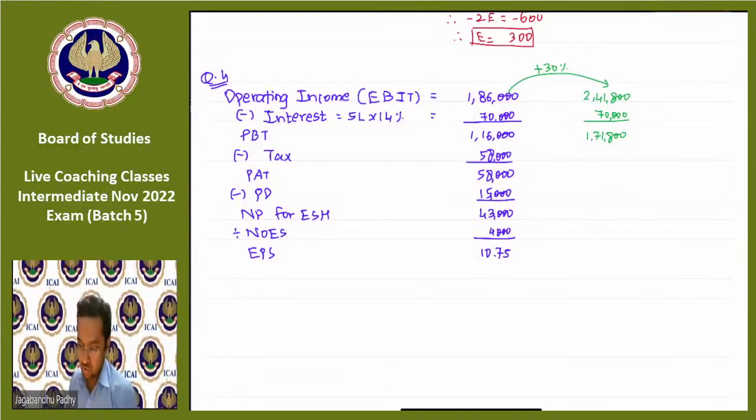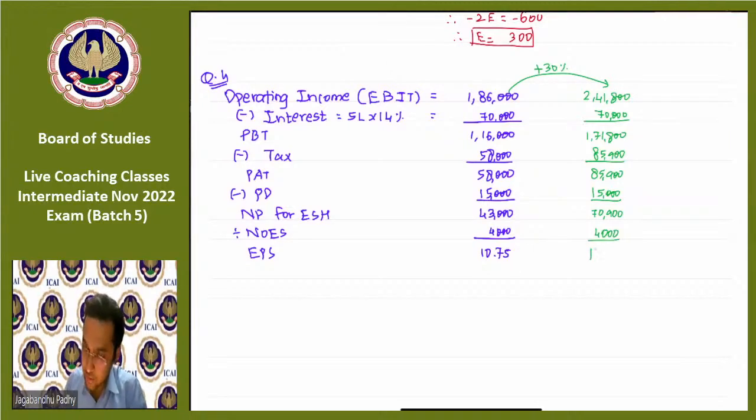Tax that we need to pay is 50% of this, so it means 85,900. And PAT is also 85,900. Preference dividend is 15,000. Net profit for equity shareholders is 70,900. And number of equity shares is 4,000. And your EPS will work out to be 17.725. This is for 30% increase.